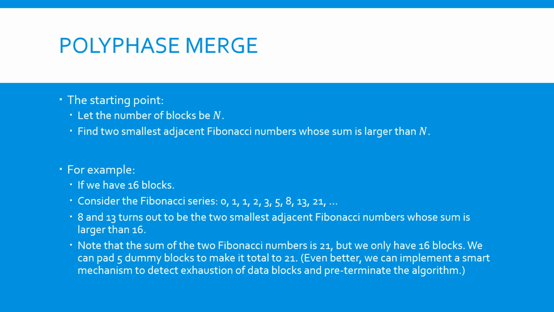For example, if we have 16 blocks, we should pick the two adjacent Fibonacci numbers 8 and 13. It means that we can write 8 blocks to one array and 13 to another, totaling to 21 blocks. While we only have 16 blocks, we can pad dummy blocks to make the total number of blocks become 21. Even better, we can implement a smart mechanism to detect the exhaustion of data blocks and pre-terminate the program.